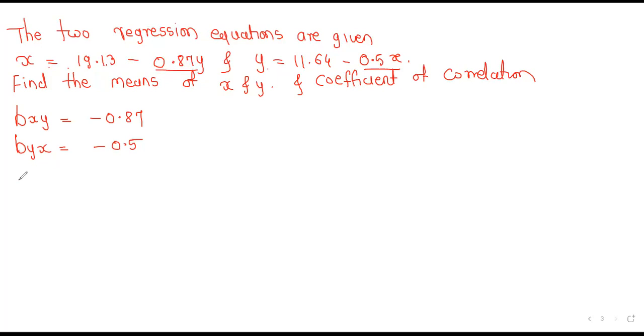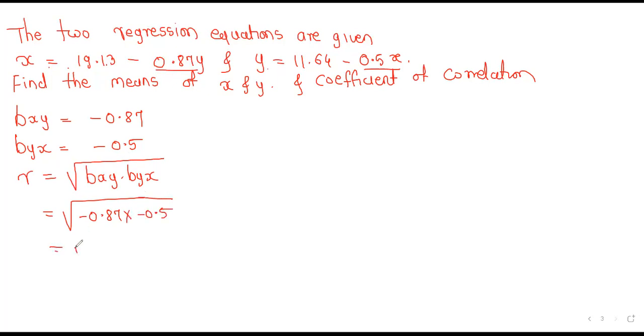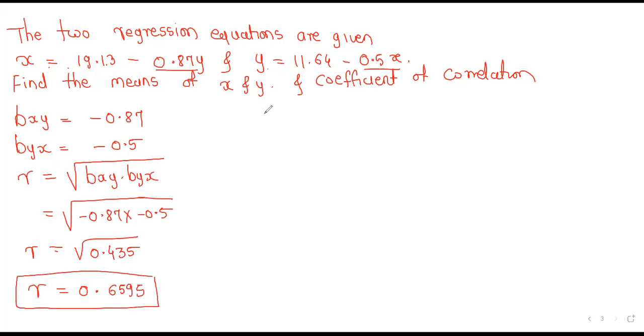Now we calculate the value of coefficient of correlation, that is small r is equal to square root of bxy into byx. So which is equal to square root of minus 0.87 into minus 0.5, which is equal to square root of 0.435. So small r is equal to 0.6595. This is the coefficient of correlation.